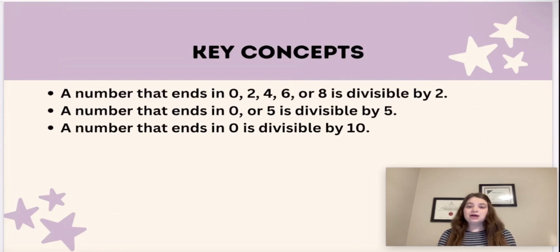And if a number ends in 0, then that means it's divisible by 10. So keep in mind that it's possible for some numbers to be divisible by more than one of these, or even for the number to be divisible by 2, 5, and 10, all three, in the event that it ends in 0. So it's possible for a number to have more than one of these as factors.